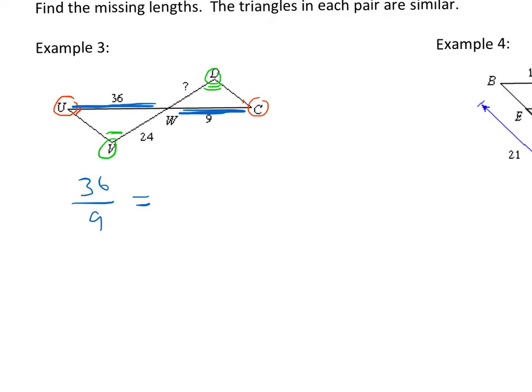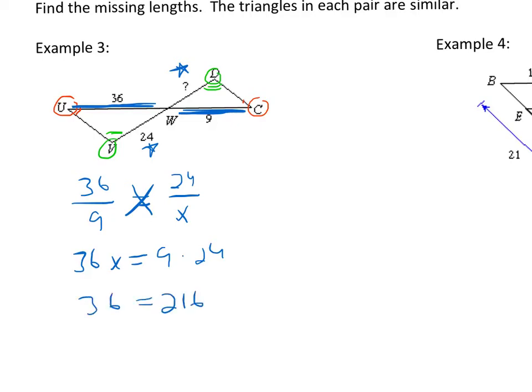Okay, and then this side here, 24, matches up with the unknown. And I know that based on the angles. Now, we cross multiply to solve this. And then 9 times 24 will give us 216. Divide by 36, and x is equal to 6. That's a bow tie question.